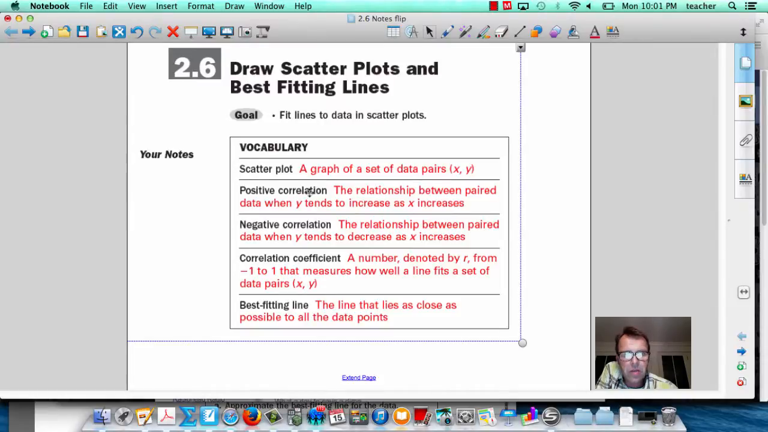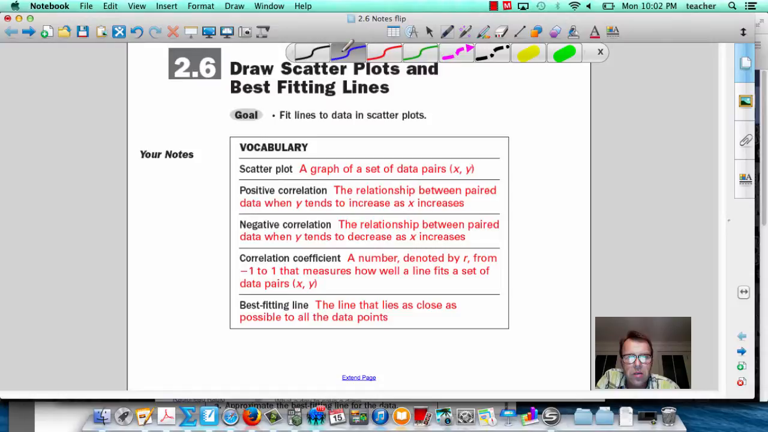Positive correlation, the relationship between paired data when y tends to increase as x increases. Positive, think of positive slope line. Negative correlation is the relationship between paired data when y tends to decrease as x increases. Two more to go.